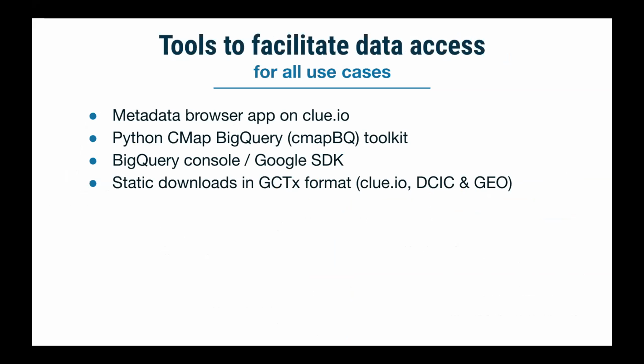And so we've developed some tools on top of this BigQuery data store to help facilitate data access. So we'll go over each of these, but there's a metadata browser app on clue.io, which we'll show in a minute. We also have a code library in Python called our CMap BigQuery or CMap BQ toolkit, which we'll also demonstrate today. We won't be showing this today, but it's also worth mentioning that BigQuery has its own console, and Google has their own developer toolkits that can also be used to access this data, although that's not something that we've written or directly support, but that is another option. And of course, you can also still download the data in GCTX format on Clue, and eventually from the DCI website and from GEO as well, and we'll show how to do that today.